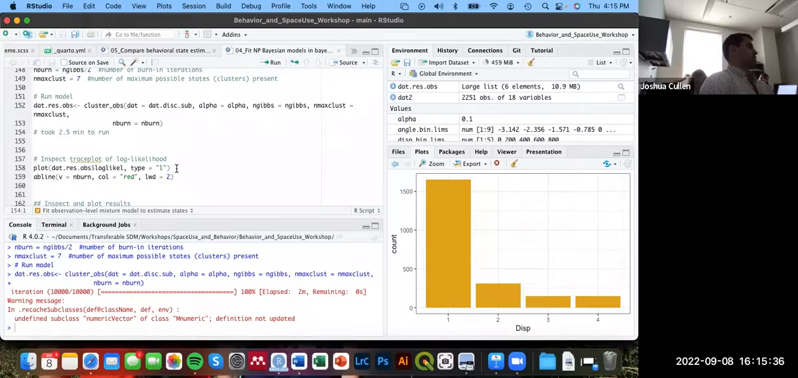So it's a bit different compared to what you might use if you use JAGS or Stan or something else like that, because this is a custom Gibbs sampler that we created.